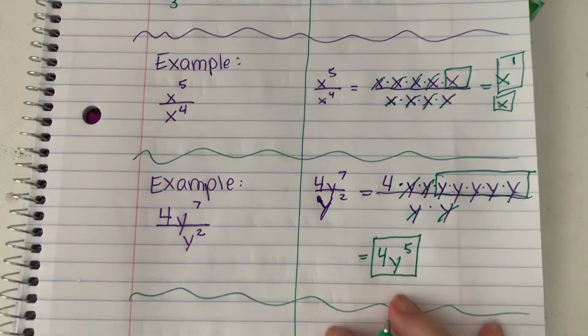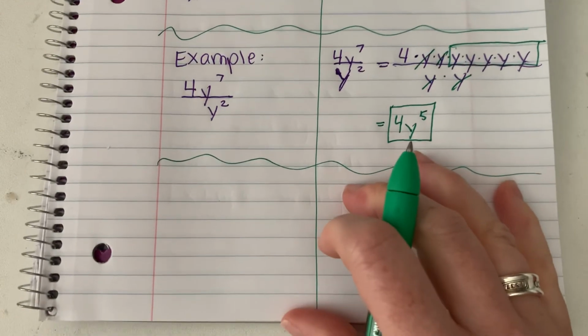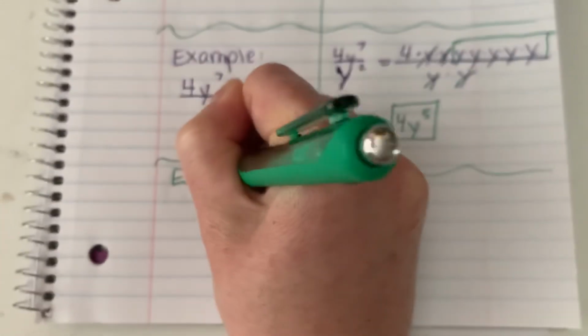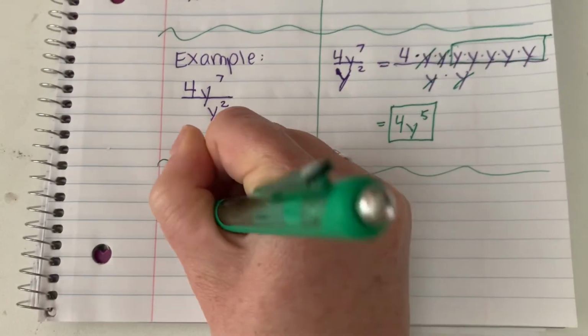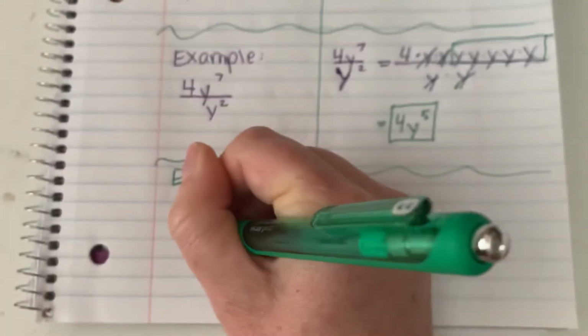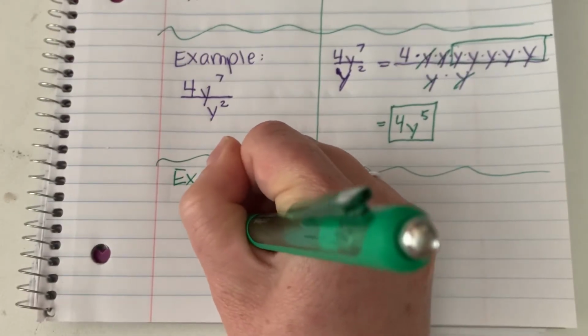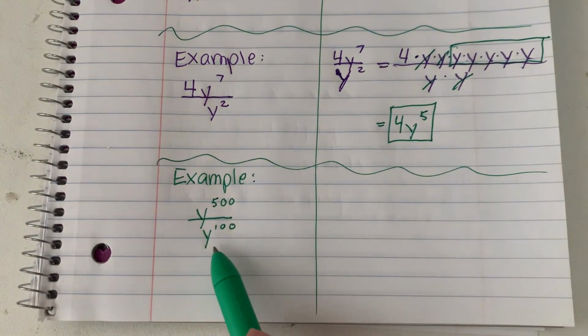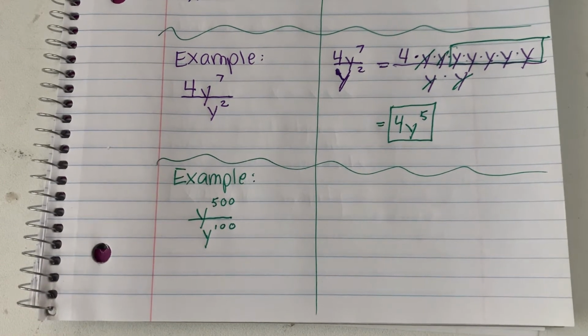Now, what would happen, though, if we were given something like y to the 500th all over y to the 100th? We are not going to want to draw out 500 y's and 100 y's in the denominator. That will take us all day. So, let's talk about the rule.